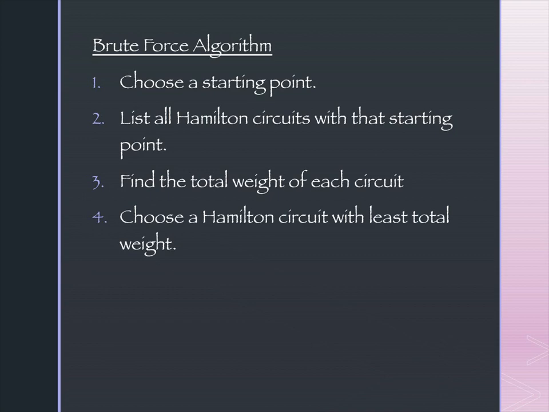Then you find the total weight of each circuit. Okay, so like your phone, you're trying to find the minimums, well, you're trying to find the total something. So your phone might be finding the total amount of time for each of the circuits it's created. Or it might be trying to find the total mileage, right? It's trying to find some sort of a total. And then you choose the Hamilton circuit with the least weight.